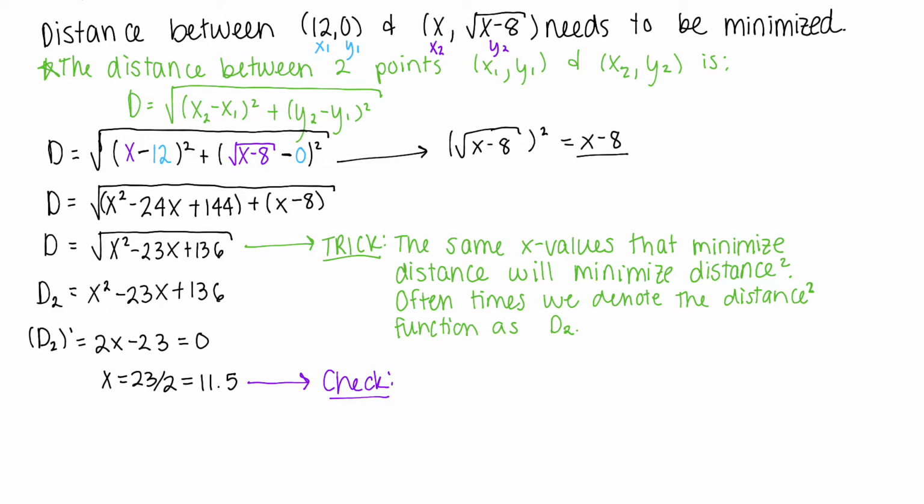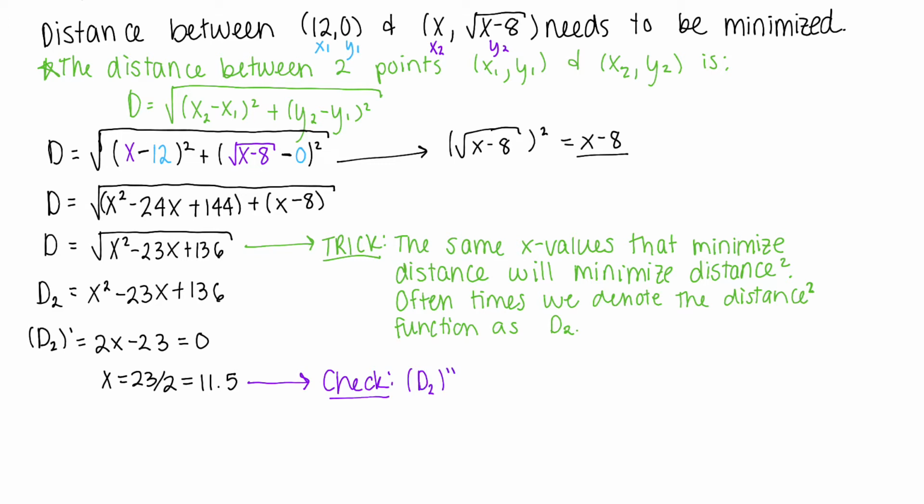The easiest way to check for a minimum is, in many cases, not all cases, but in many cases with optimization problems, the second derivative test. So you find the second derivative.